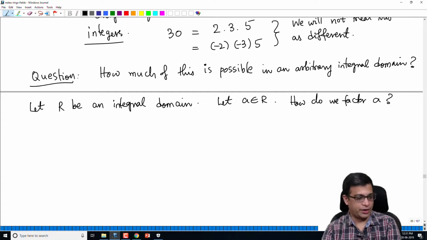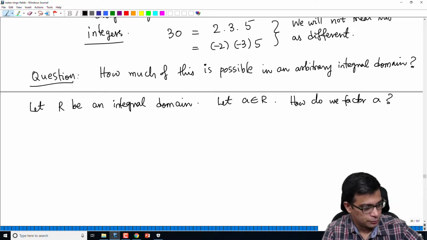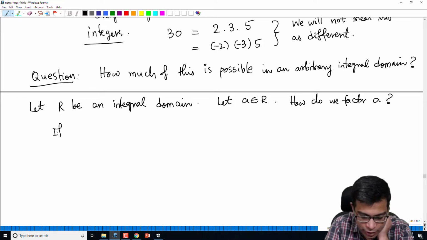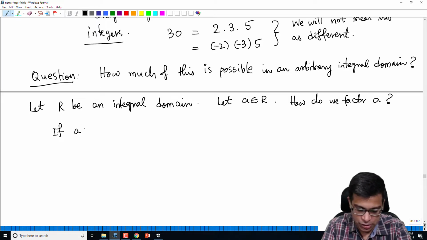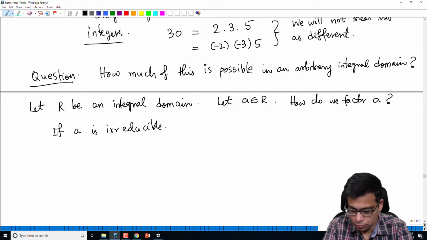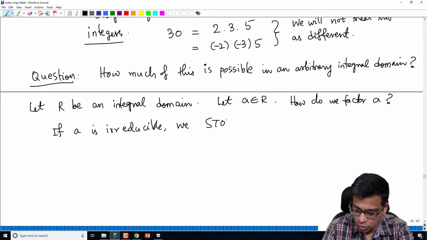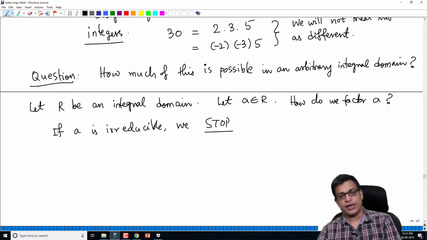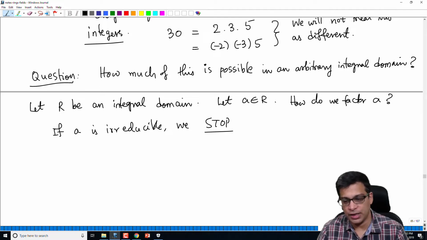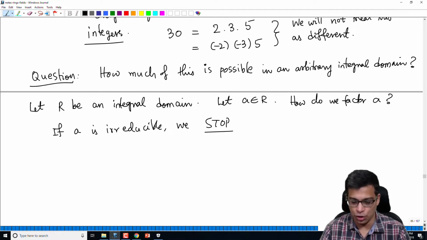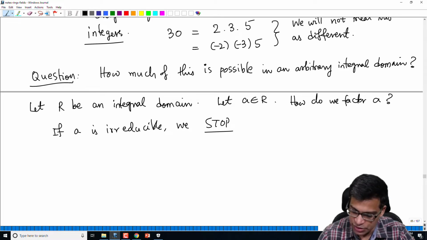So this is what we do. How do we factor A into a product of irreducibles? If A is irreducible, we stop. So it's sort of an algorithm. If A is irreducible, there is nothing to do. A is its own irreducible factorization. For example, the number 5 in the ring of integers is irreducible. So you don't do any more work. You stop.